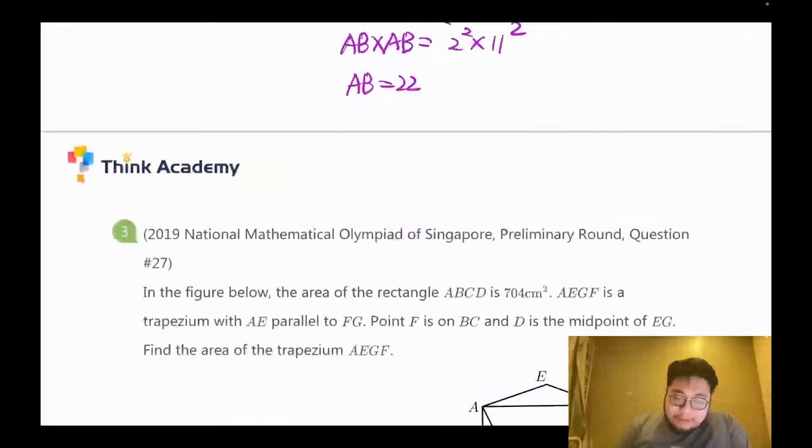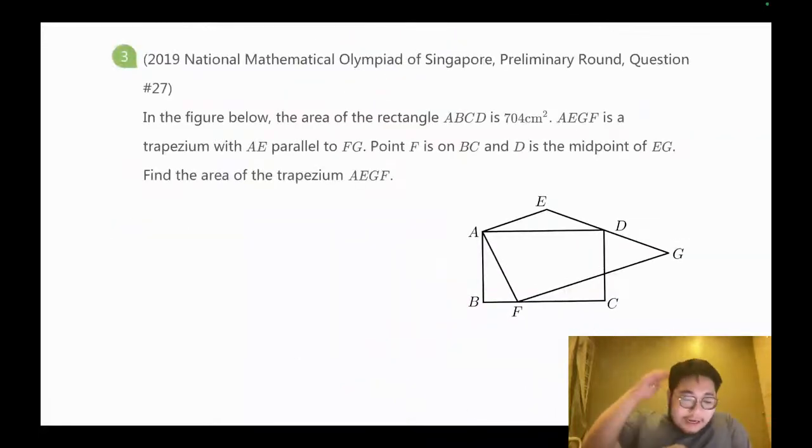Okay, so the last one, maybe it's a little hard. I only give you one hint: this ABCD is 704, and I want to calculate this trapezium AEGF. How to do that? The only thing I know is 704. To be honest, if you are in a competition and you have no idea, my suggestion is just guess. The answer is 704. Yes, actually, yes.